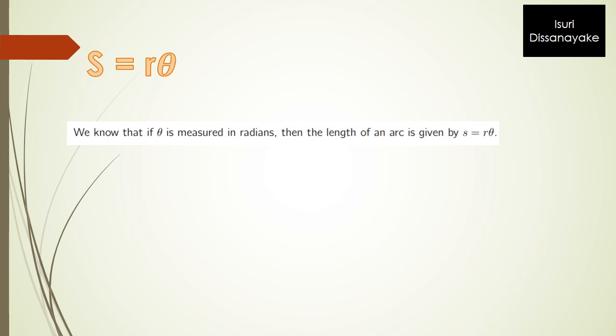In this slide, we are going to learn about how to find the length of an arc which the size of the angle is given in terms of radians. So we can measure the angle in terms of degrees or in terms of radians. If the size of the angle is given in terms of radians, we can't use C equals 2 pi r. Instead, we use S equals r theta to find the length of this arc.